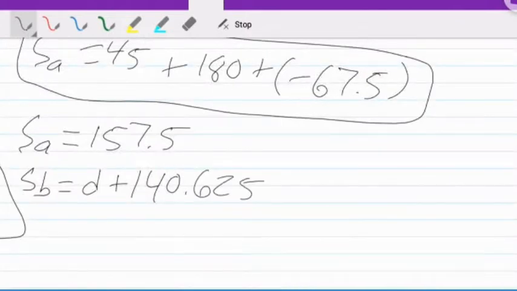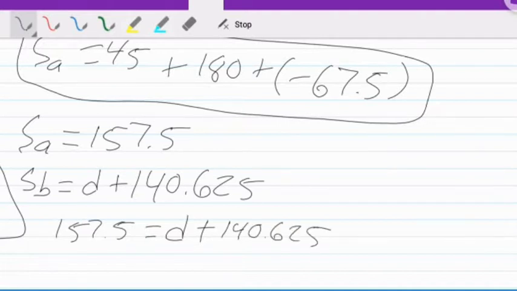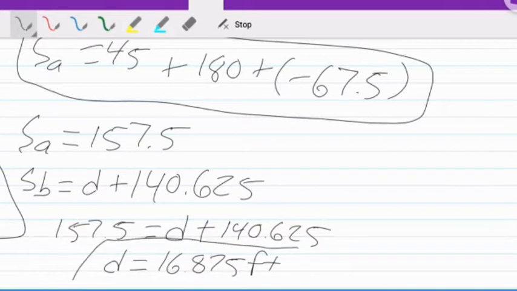So now setting these equal to each other, we have 157.5 is equal to D plus 140.625, and D is equal to 157.5 minus 140.625, equal to 16.875 feet. And that is the answer. That means the minimum distance that the two cars can be away from each other is 16.875 feet and not cause a collision.